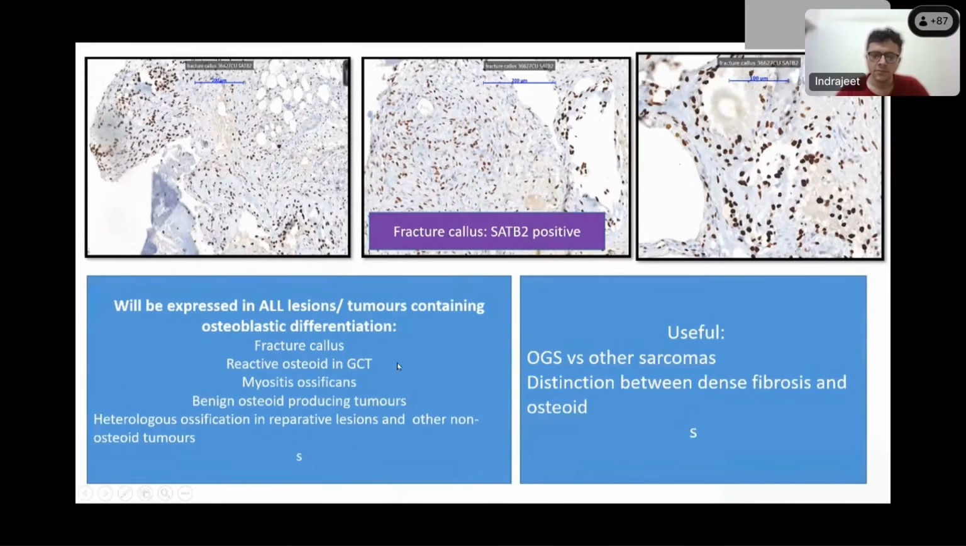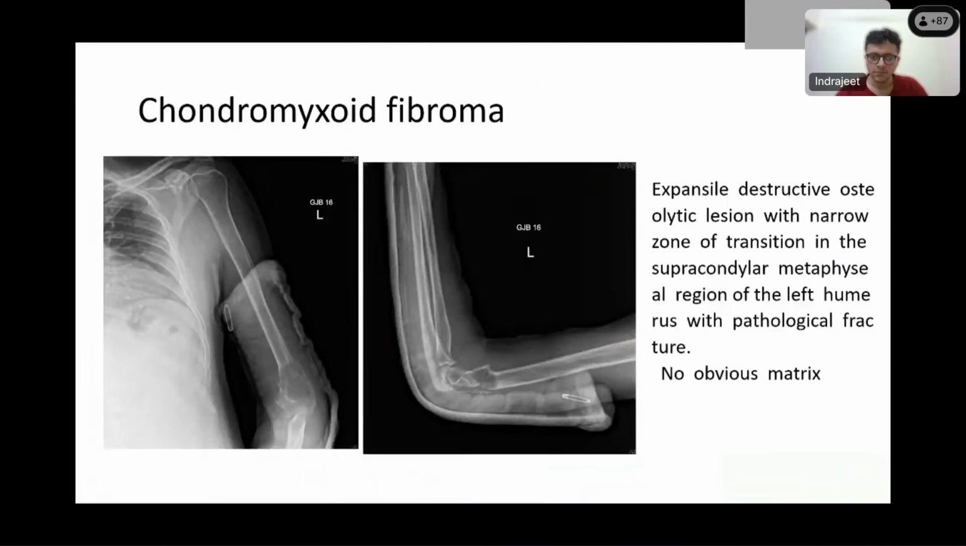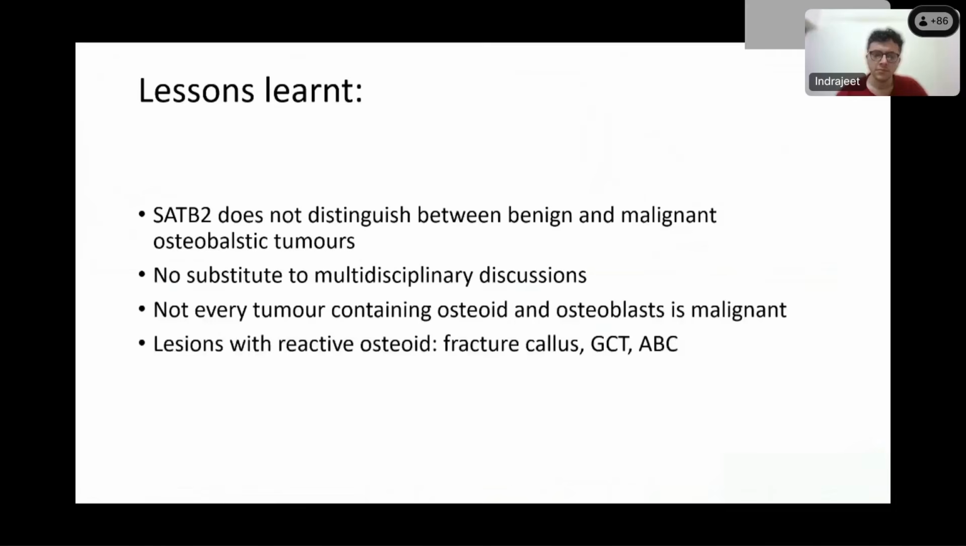So how does this help us? Where is it useful? It is useful when we have to distinguish osteosarcoma from other sarcomas, and to distinguish dense fibrosis from osteoid matrix. Especially in a case like this, a CMF-like osteosarcoma, if it is strongly positive for SATB2, this is more in favor of osteosarcoma than any other sarcoma. And remember, even chondrosarcomas can show SATB2 positivity, so it does not help in that context. So this is the use: distinguishing osteosarcoma from certain other sarcomas, and dense fibrosis from osteoid matrix. So what have we learned?